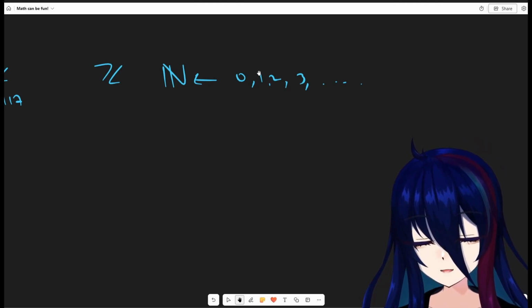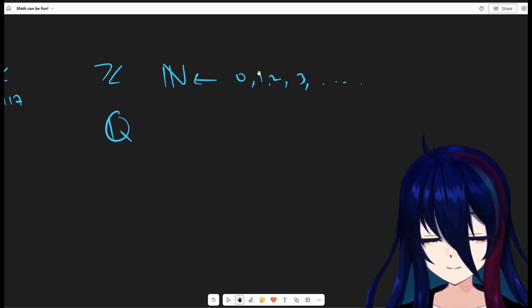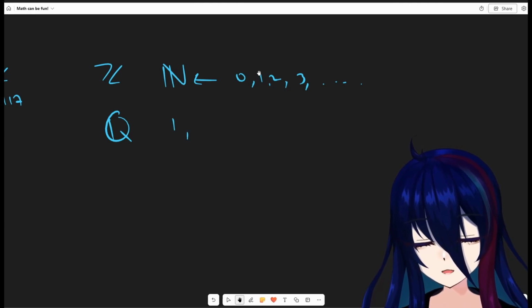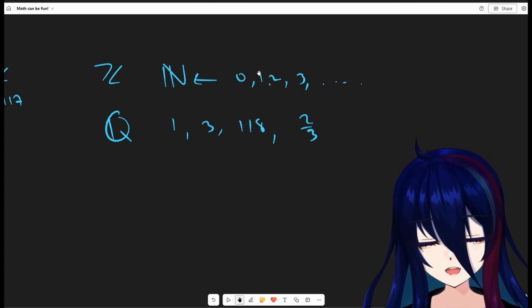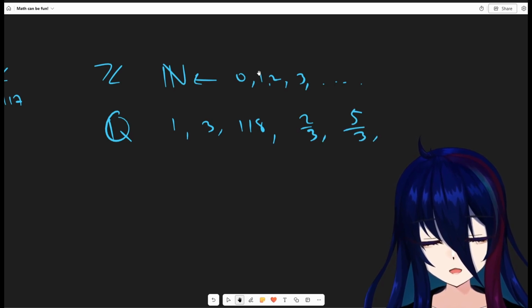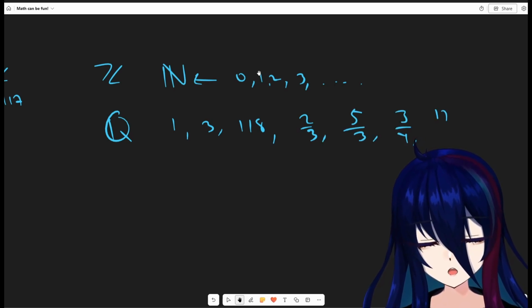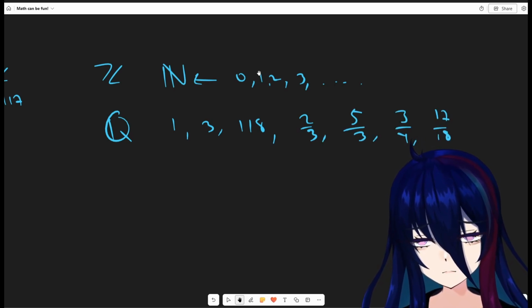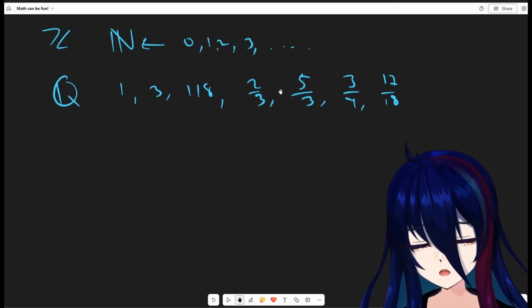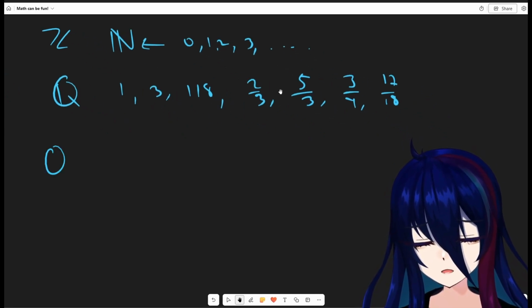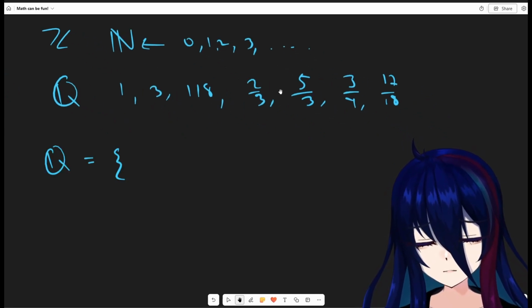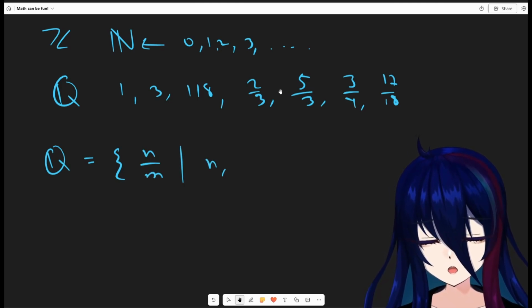Okay, but we also have something else. We have the rational numbers. Now, what's a rational number? Rational numbers, what we know. We have some regular numbers. We have 1, 3, 118. We also have 2/3. We also have 5/3. We also have 3/4. We also have 17/18ths. Okay, these are rational numbers. Specifically, we're saying if we take a rational number, we can write it as n over m. What is n and what is m? They're both integers. So we've taken integers and we use that to define rational numbers.